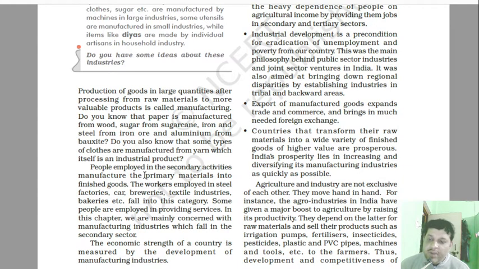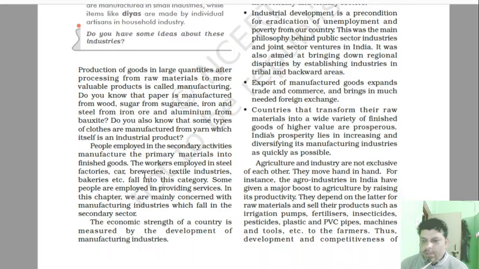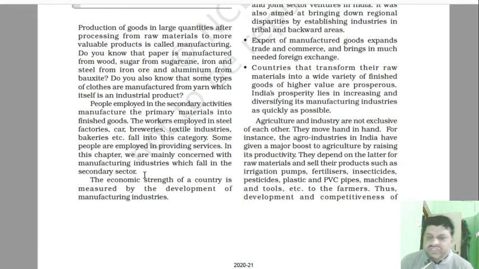Some people are employed in providing services. In this chapter, we will be mainly concerned with the manufacturing industry, which falls in the secondary sector. So industries are of various kinds: primary industry, secondary industry. Here we will only focus on discussing the manufacturing industries. The economic strength of a country is measured by the development of manufacturing industry.